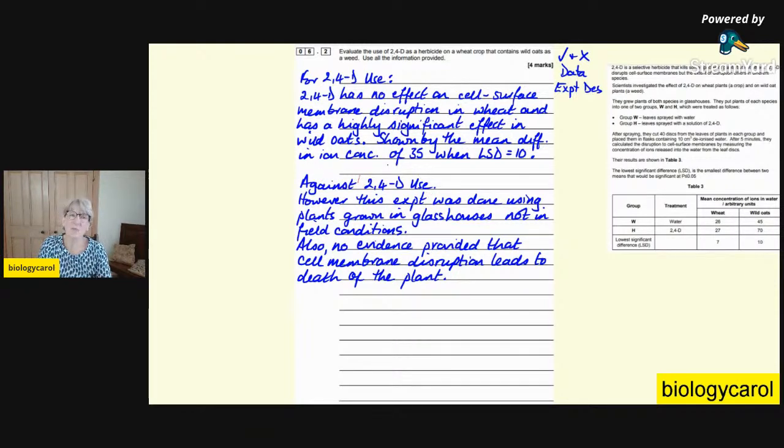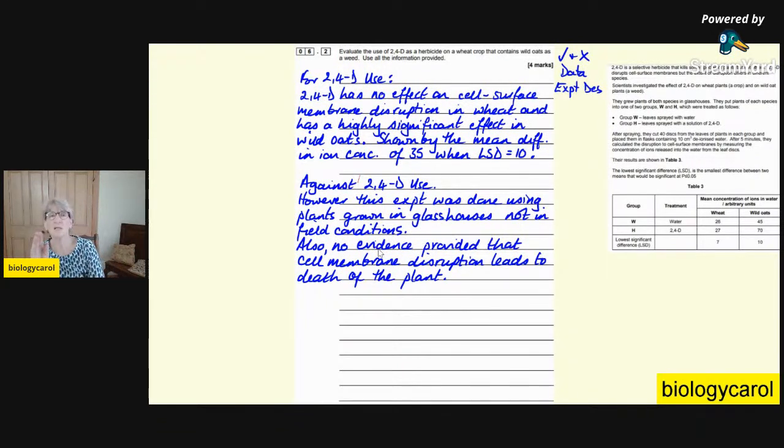I should have just left myself a whole load of lines and done this more at the bottom of the spacing so that if I thought of something else, I could put it in up the top. Just a thought. Leave more lines than just one line if you want to use this method. However, this experiment was done using plants grown in a glass house, not in field conditions, which, let's face it, is how wheat is grown.